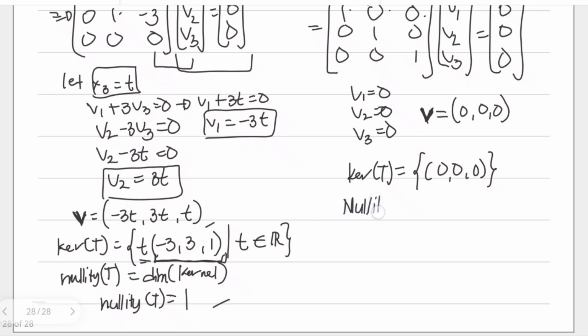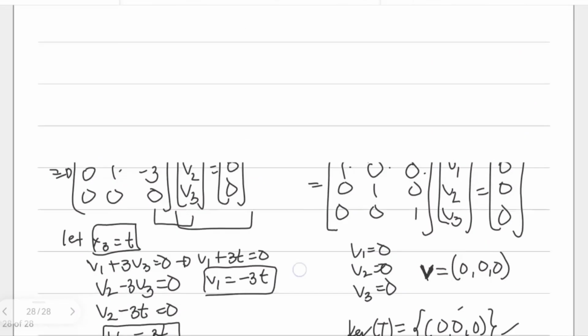However, the nullity of T is the dimension of the basis of the kernel. And since our kernel of T contains only the 0 vector in R3, it has no basis. Hence, the nullity of T is 0. We don't count this as 1, right? So nullity, kernel. This is for the second matrix.